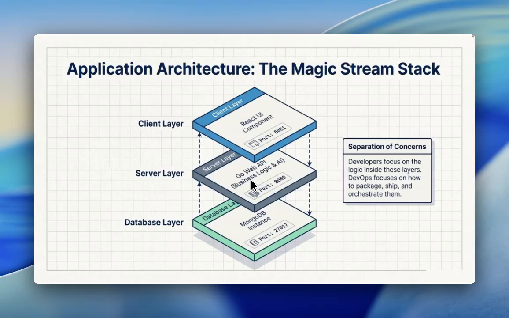Application architecture, the Magic Stream: the client layer, a reactive UI component; the server layer, a Go Web API with business logic on port 8080; and the database layer, a MongoDB instance on port 27017. Separation of concerns: developers focus on the logic inside the three layers, DevOps focuses on how to package and orchestrate them.